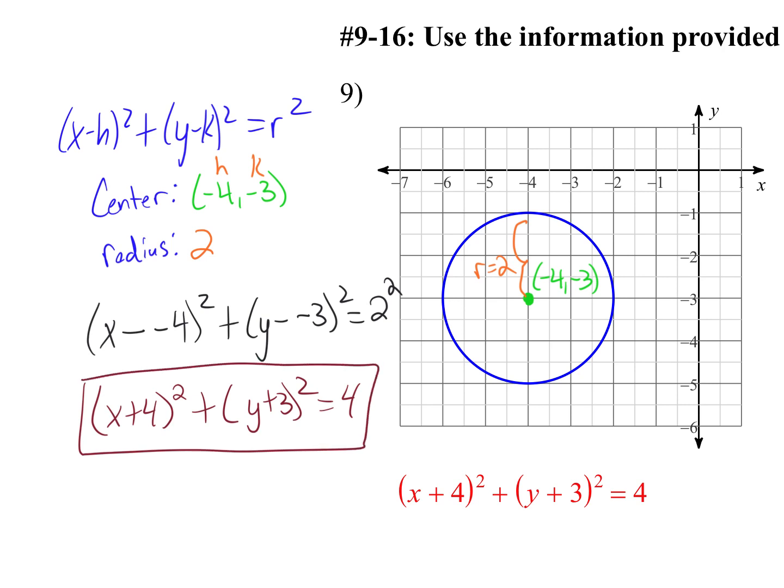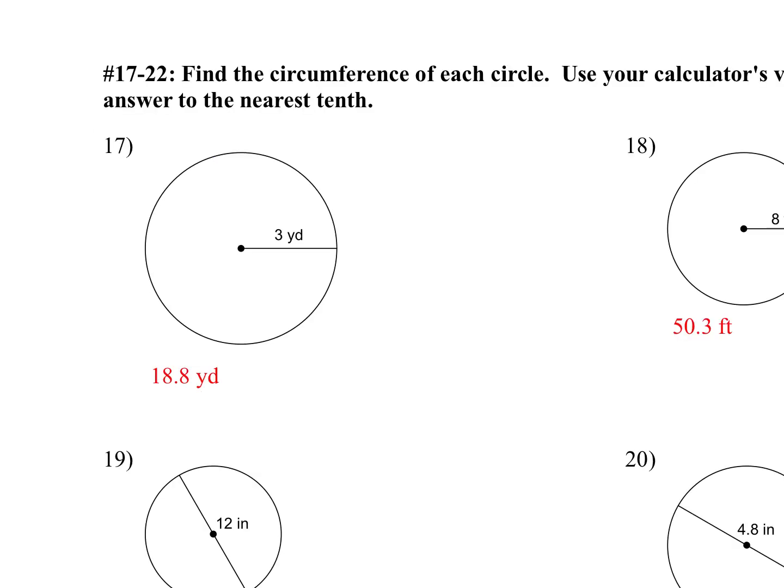And that's my equation. Number 17 says find the circumference of each circle. Use the pi button on your calculator and answer to the nearest tenth. So the 3 there, is that the radius or the diameter? This is a radius, right? So I'm going to use the circumference formula that has radius in it, 2 pi r. Let's plug it in. Circumference is 2 pi times 3.